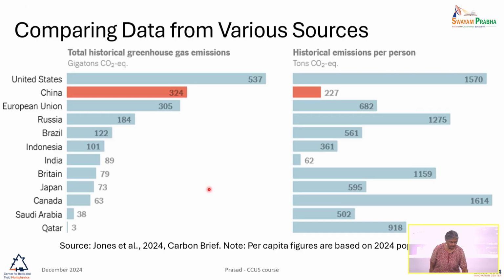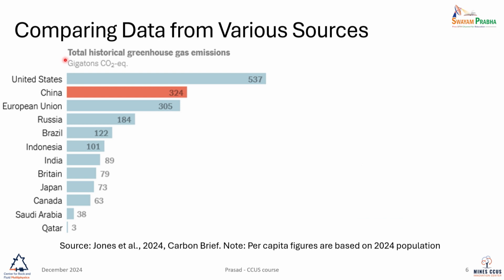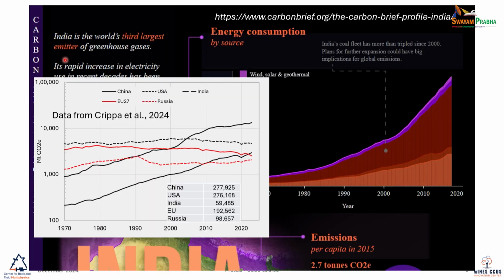So I compared with what we had been looking at. These were different data, also from the same website, Carbon Brief. But these are historic emissions. That means this is over a longer span of time than 1970. By 1970, India and China were trying already to catch up.